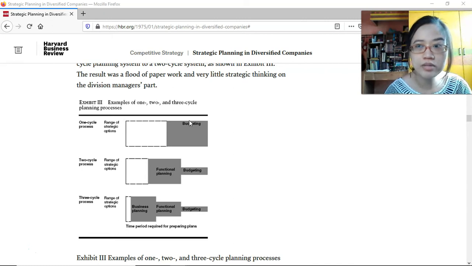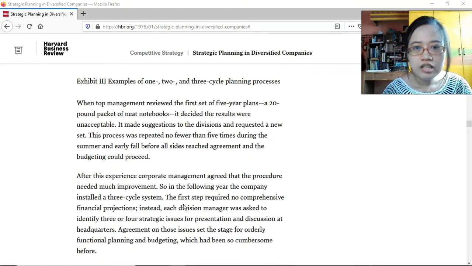Yung sa 1 cycle, edi budgeting, mismong top management na lang ang nagde-decide kung saan ilalagay itong mga budgets na to. 2-cycle process, so involve yung functional planning, saka yung budgeting. So, kumbaga may input pa itong functional planning. Essentially, kasi sila naman yung, di ba, yung nasa baba nga, nakakaalam kung ano talaga yung pangangailangan ng kanilang areas. 3-cycle process, edi you have your business planning, functional, and budgeting. Essentially, itong budgeting, edi ito yung nag-represent sa top. Okay? Ayan.